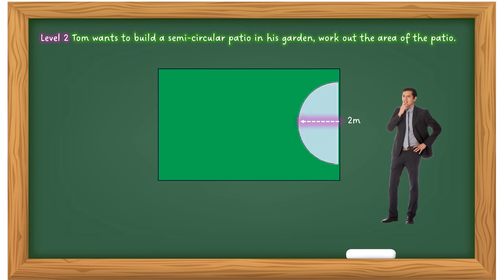Try this one. Tom wants to build a semicircular patio in his garden. Work out the area of the patio. Again, pause the video, have a go, and see what answer you get.